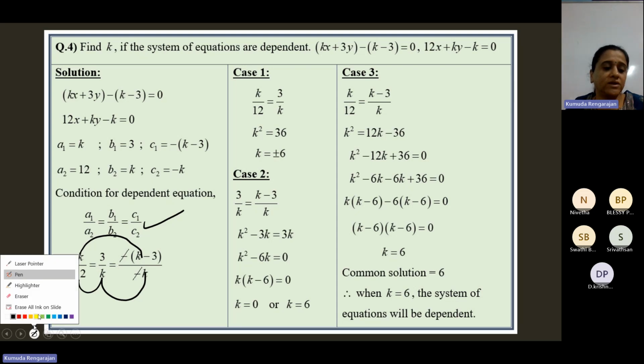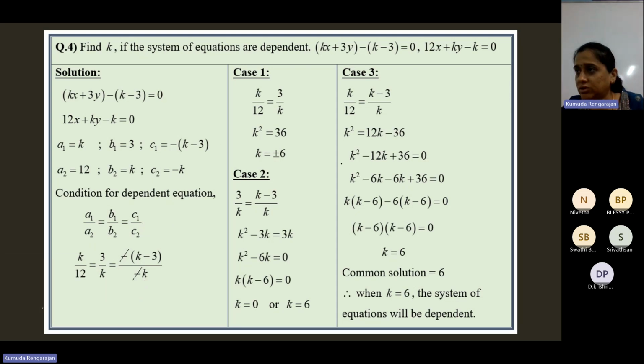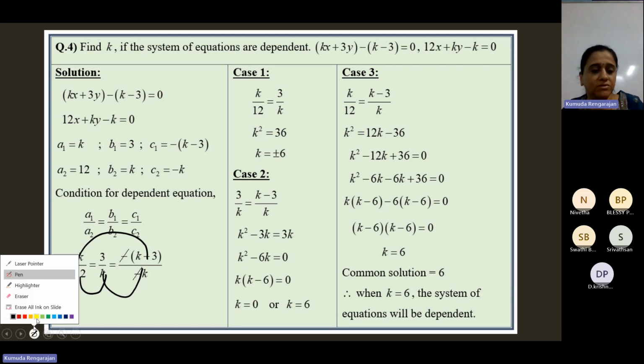It's enough if you work any two cases. I have worked all the three. This is case 1, equating these two. Equating these two is case 2. Equating these two is case 3. That's what you see here in this answer in my presentation.